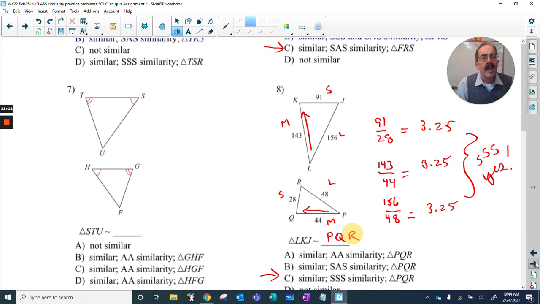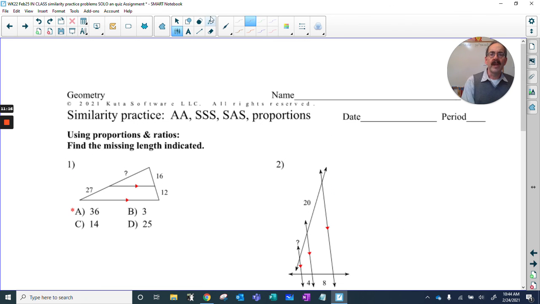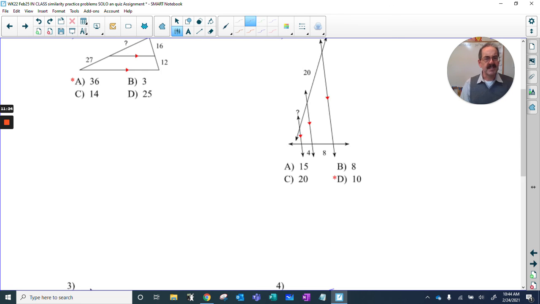Depending on how much time we had left, I wanted you to know that here are the actual answers to today's work. And then you could check to see if you could make sense of them in case there were other ones you wanted to try.